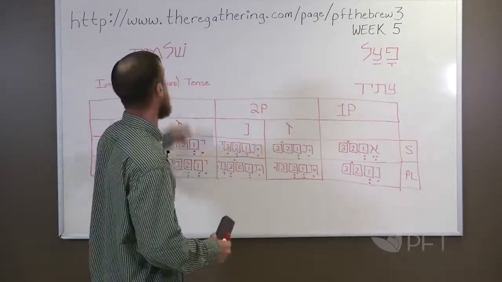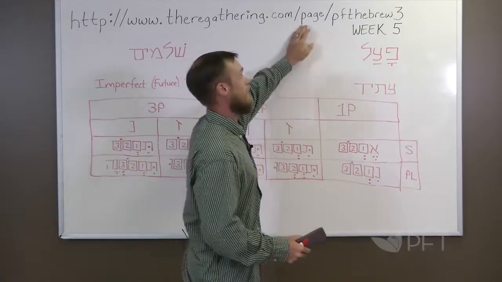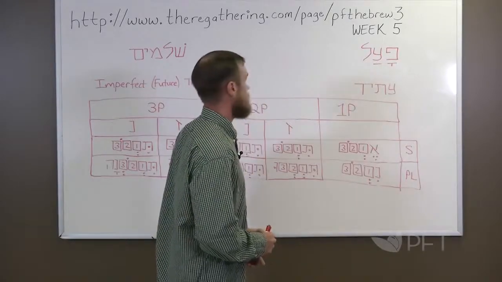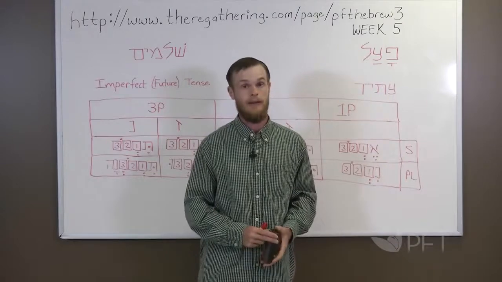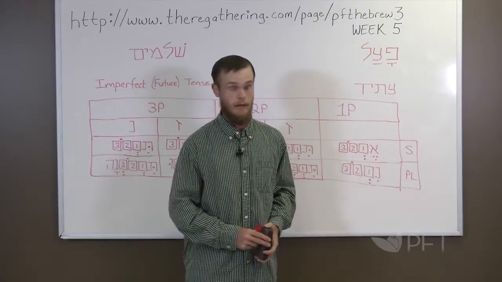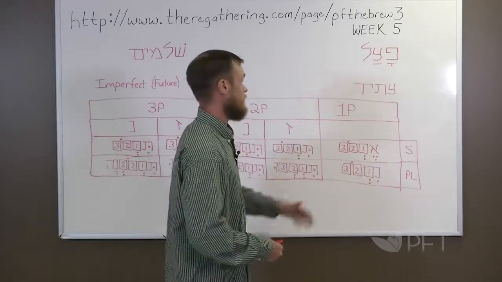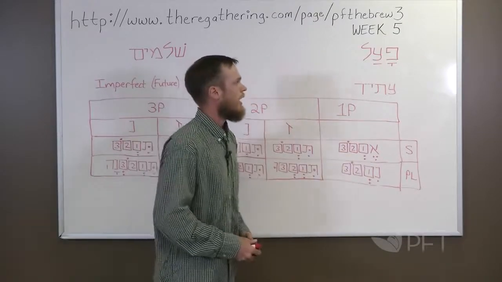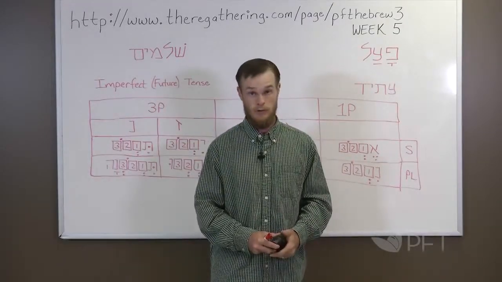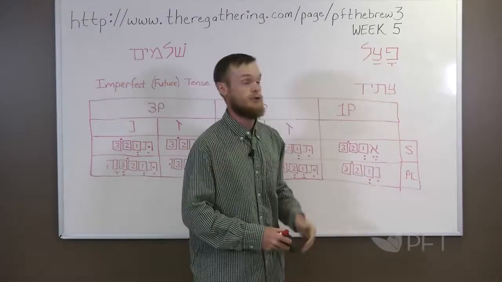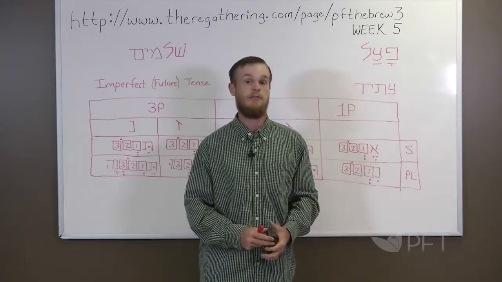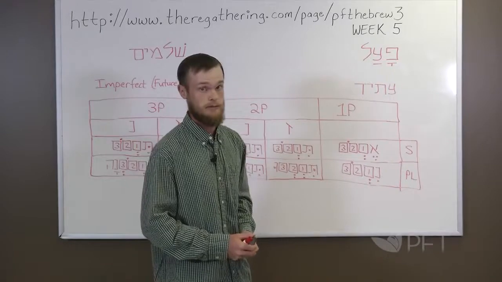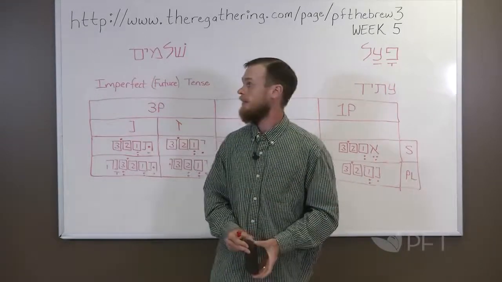The notes for this class you can find at theregathering.com/page/PFT Hebrew 3. All right, well, last class we talked about the conjugation of the past tense. So we conjugated the past tense verb in the first person, second person, and third person, masculine and feminine, singular and plural. And this week, referring to the same notes, those are the notes from week 4. There's a sheet in there that has the conjugation of the past tense. Directly below the conjugation of the past tense is a chart of the conjugation of the future tense. So that's what we're going to talk about now.